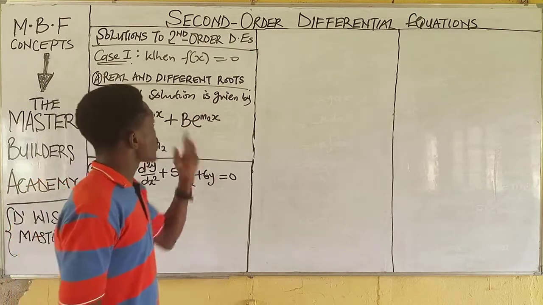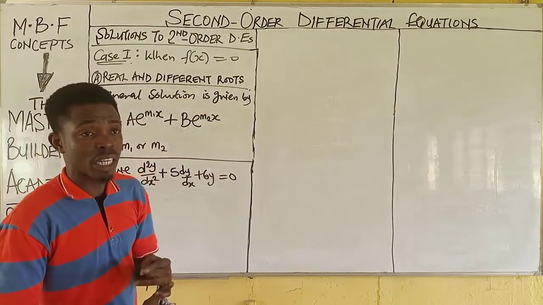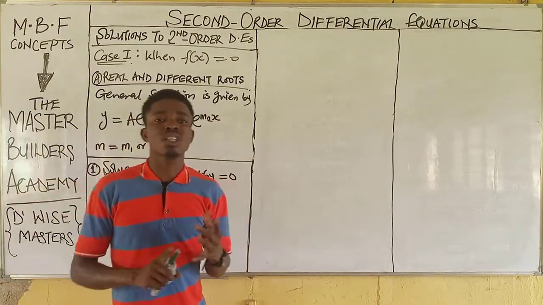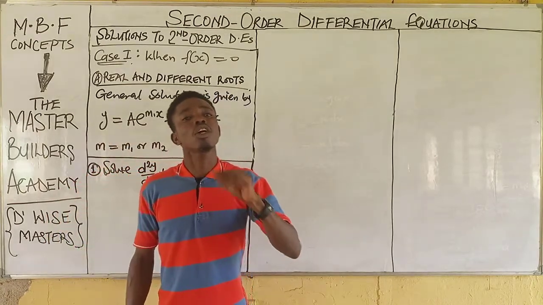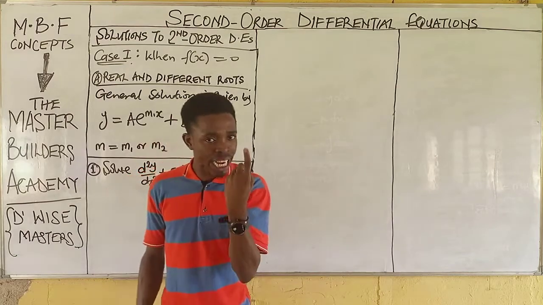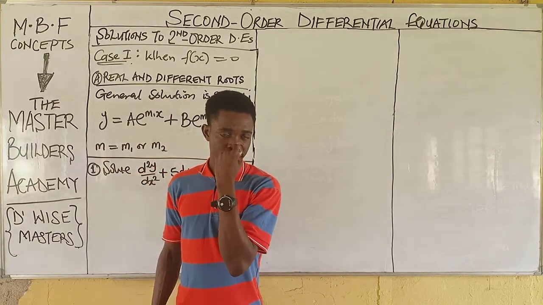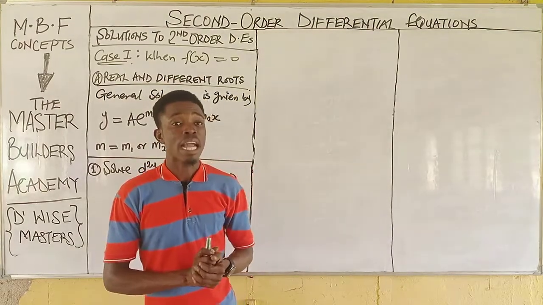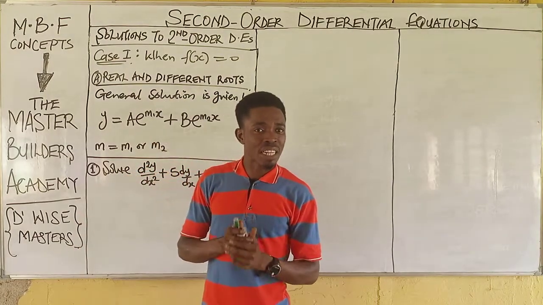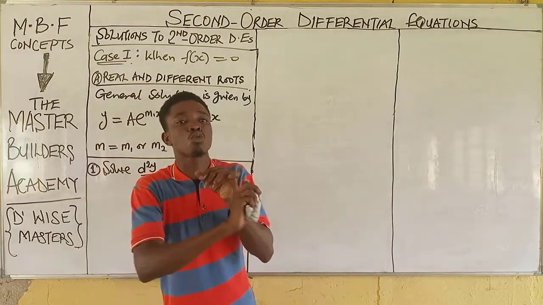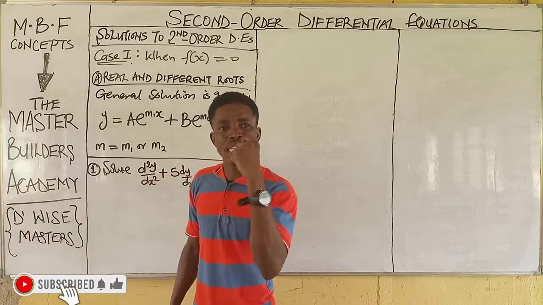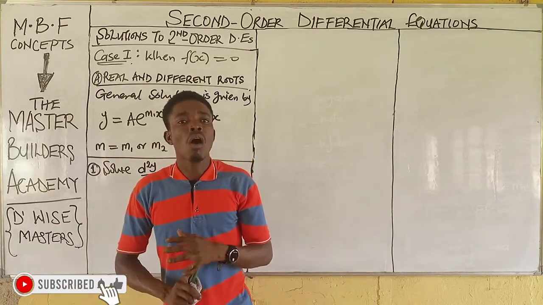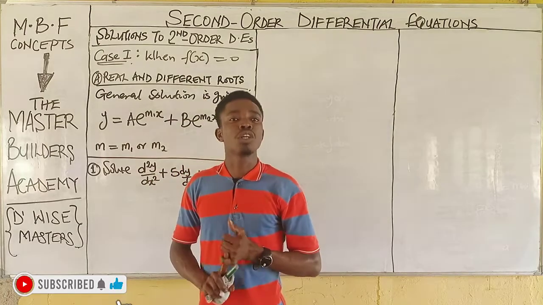Now, for this case 1, listen carefully. The solution to the second order differential equation depends solely on the roots that are obtained. You heard me right. For second order differential equation under case 1, when f of x is equal to 0, the general solution depends highly on the roots of the equation.